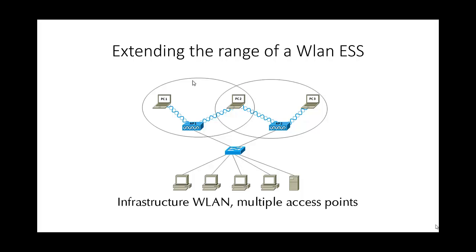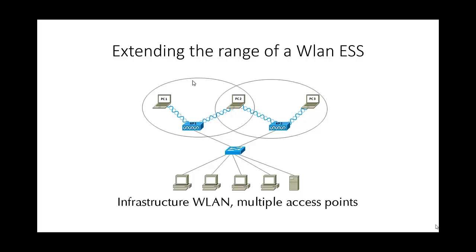Stations such as PC2, as you see on the screen, in two overlapping radio cells can connect to the access point with the strongest signal. In this case, data can be exchanged between PC1 and PC3 even though they are not within the same radio cell.